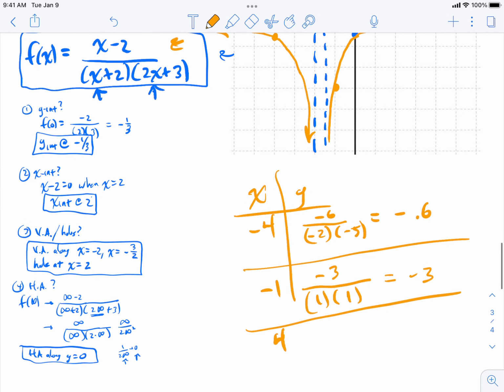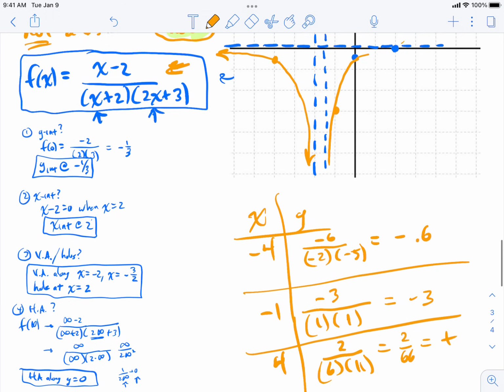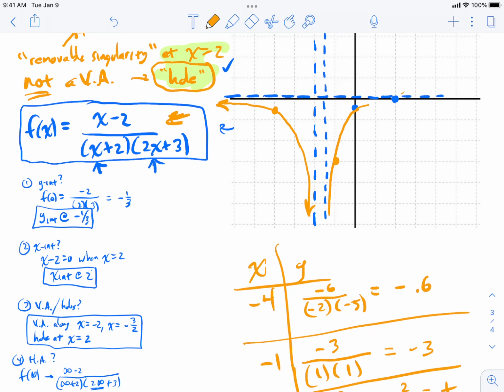So plugging in positive 4 to this function again. On the top, 4 minus 2 is a 2. On the bottom, 4 plus 2 is a 6. 2 times 4 is 8 plus 3 is 11. This is 2 over 66. It's small, but the point is it's positive. So how do you like that? It really does cross over into positive territory here. But you know it has to level out, so it's not going any higher. It has to level out along that asymptote.